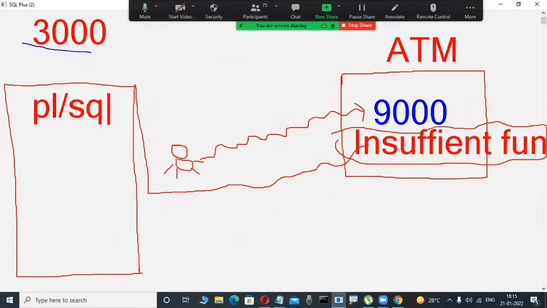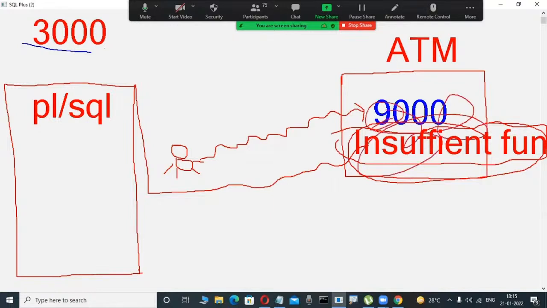Suppose in Oracle projects, banking projects, they are writing in PLSQL. What is the condition? If the user entered amount is more than the available balance, then this message is shown. They write it the same way as in Java, C, C++, with if conditions. Otherwise, how would it be possible?